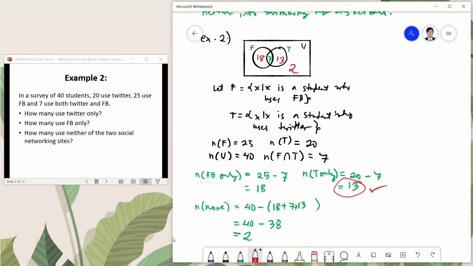And then how many use FB only? There are 18. And then how many use neither of the two social networking sites? That would be 2. There are 2 students who use neither of the two social networking sites.